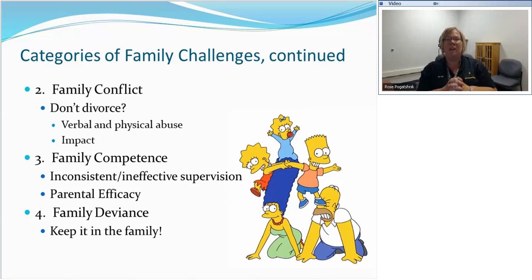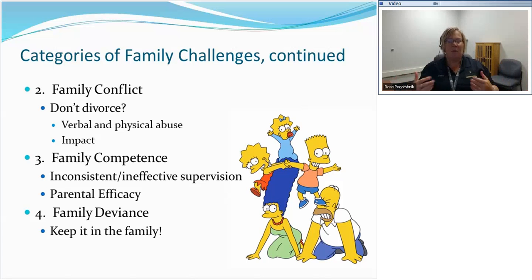Actually, kids who witness or experience abuse are 6 times more likely to become delinquent than kids who don't witness or experience abuse. So we have challenges there as well. The third category is family competence. Now, of course, we know children don't come with a parenting manual. There's no how-to book. Of course, there are resources to help, but there's not a parenting manual.